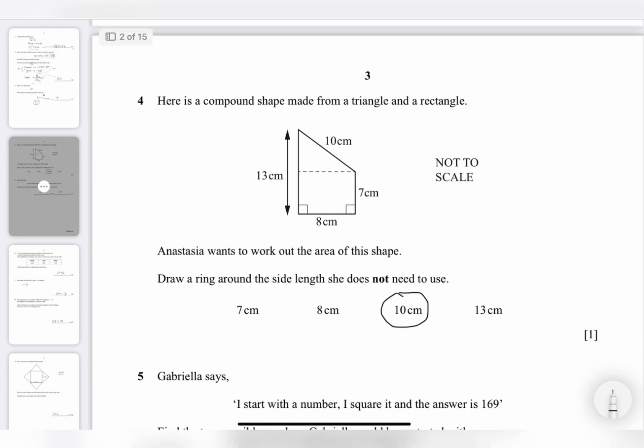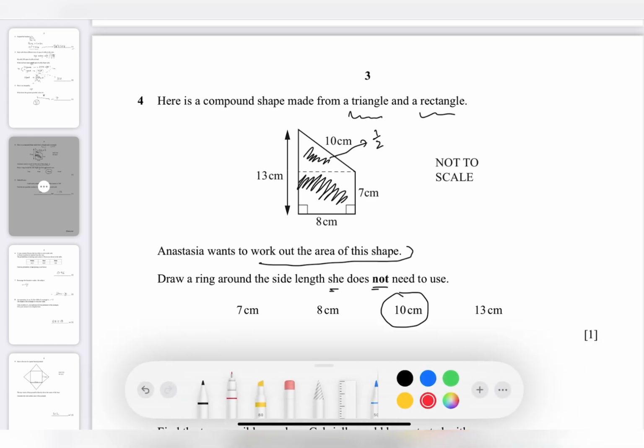Now, here is a compound shape made from a triangle and a rectangle. Work out the total area of the shape. Draw a ring around the side length that she does not need to use. So this is a compound shape. We have to calculate the area of this rectangle and this triangle. So the area of a triangle is half times base times height. So this side is not useful, right? So we'll circle 10 centimeters.